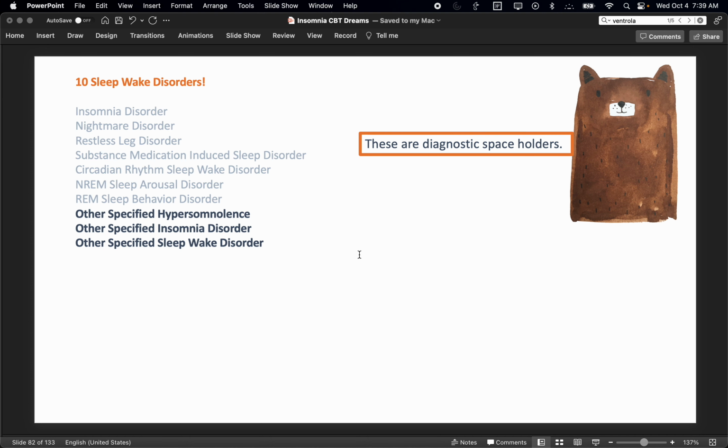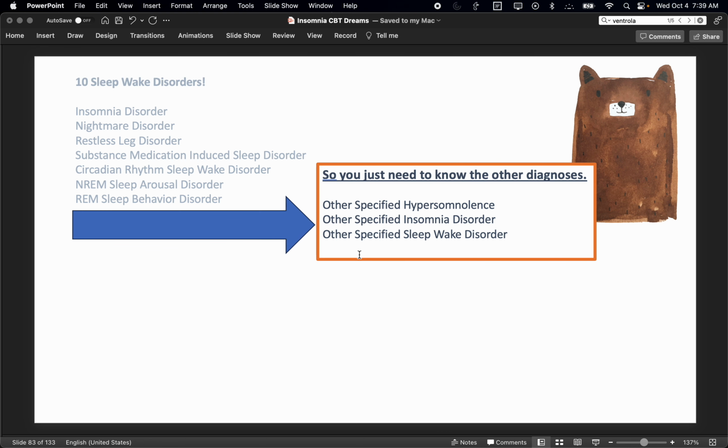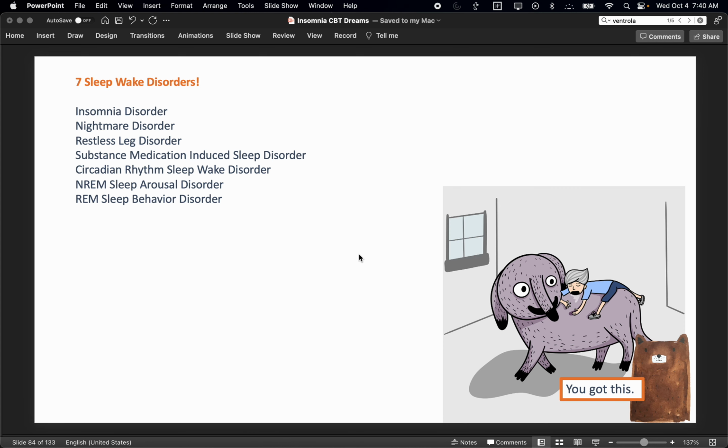Then there's the other specified disorders. These are the diagnostic placeholders, what we can use instead of unspecified. If you have evidence of one of the disorders, but not enough to make the final diagnosis, you put in this diagnosis. You say other specified insomnia disorder, or other specified sleep-wake disorder, and then you put a reason for it, like pending polysomnographic evidence or whatever you need. This gets us down to 7.